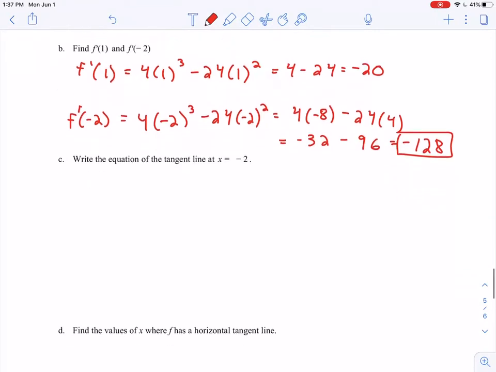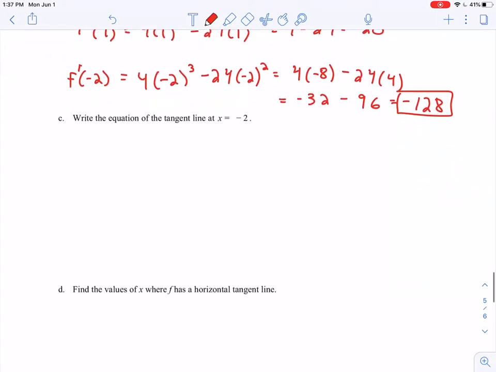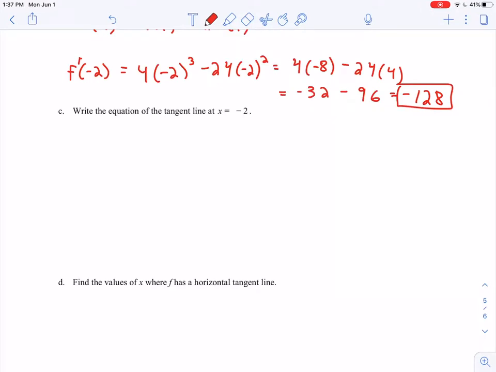Part C says write the equation of the tangent line at x equals negative 2. This is a problem we looked at in the last section. The equation of the tangent line. Remember, I need two things. I need a point, so I need an x value and a y value. And I need a slope. They always have to give you the x value here. They say x is negative 2. So my x value is negative 2, which means I need to find a y value and I need to find a slope.